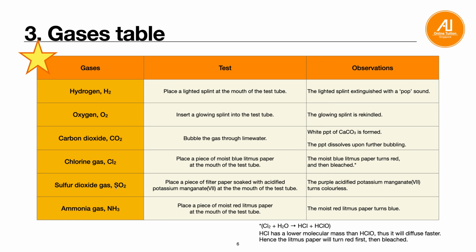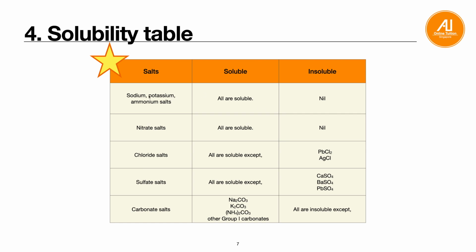Okay, next one, your SO2. So this usually will not come out, but just for completeness' sake. You'll use a piece of litmus paper soaked with acidified potassium manganate 7. Because SO2 is your reducing agent, and acidified potassium manganate 7 is your oxidizing agent. So if you react both of them together, your oxidizing agent will turn from purple to colorless. And then of course your ammonia, your familiar gas, ammonia gas, you use a moist red litmus paper, it will just turn blue.